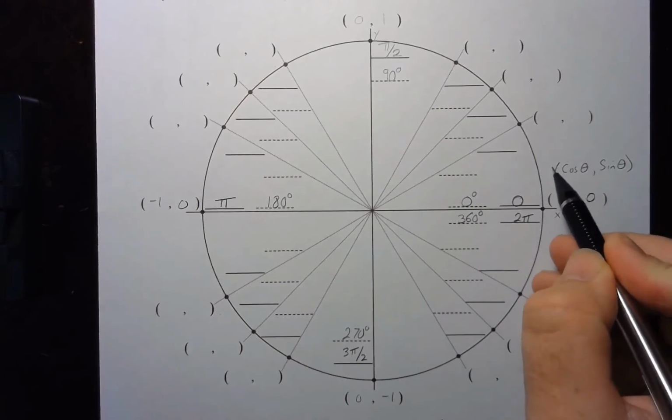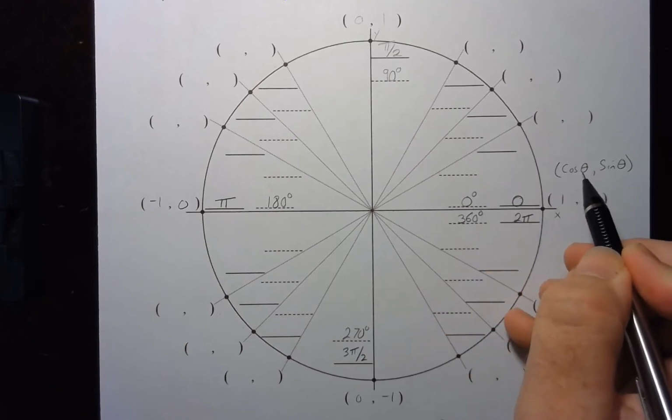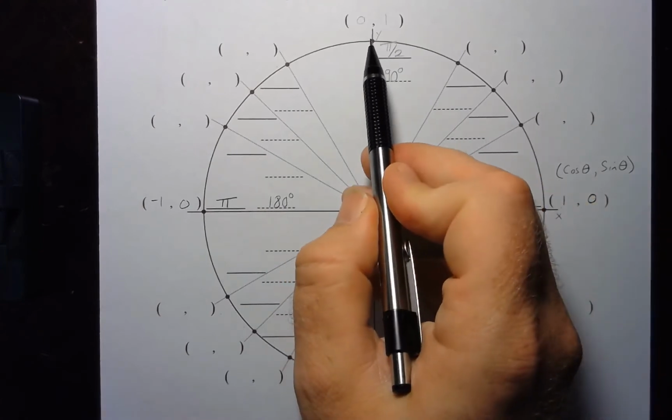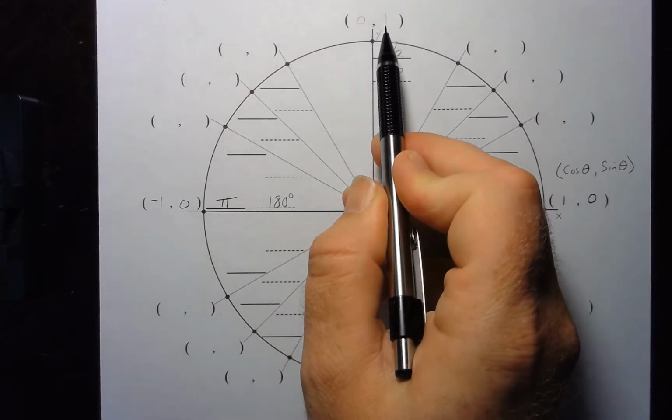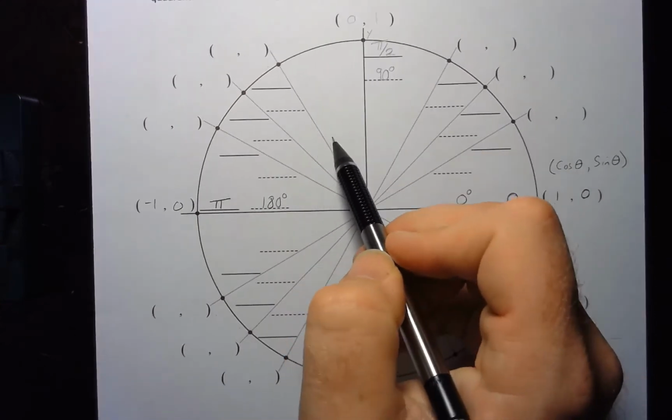The cosine of theta, where theta is 0 degrees, the cosine of 0 degrees is going to be 1. That's how we utilize this unit circle. So if up here I wanted to know what the sine of 90 degrees is, well, there's my 90 degrees, the sine is the y value, it's going to be 1.